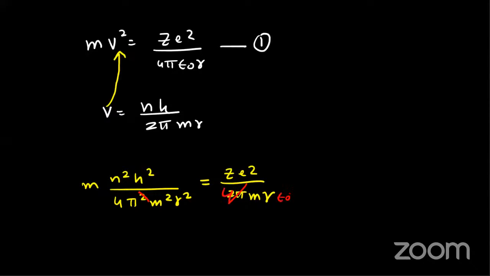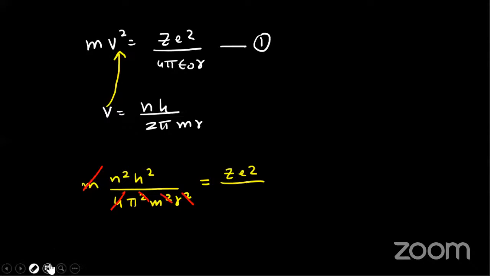That's correct. Got it. 4 pi epsilon r, so 4 cancels out. Cool. One mass cancels out. One radius cancels out. All of them are out. So what am I left with? Okay, let me sort this out.